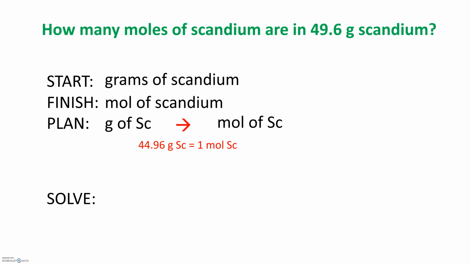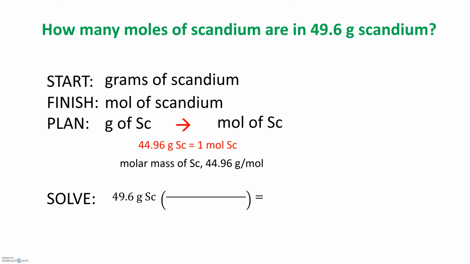If you look right under the Sc on the periodic table, it says 44.96. That means there's 44.96 grams of scandium for every mole of scandium. That's our molar mass. Sometimes it's written as grams per mole, but I like to write it as the so many grams equals 1 mole. Makes it look more like a conversion factor.